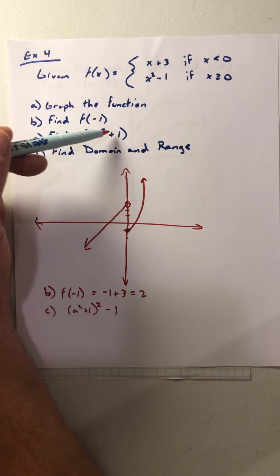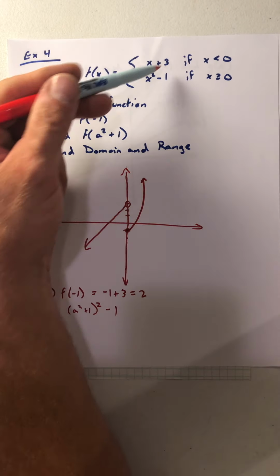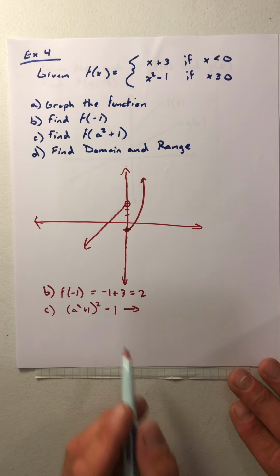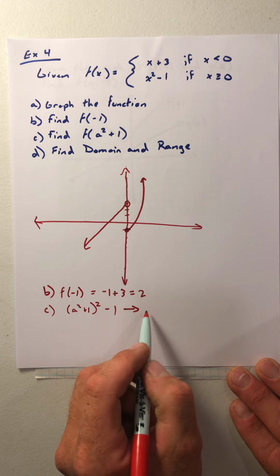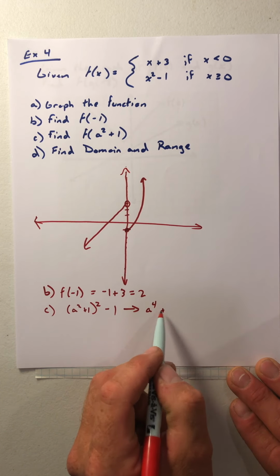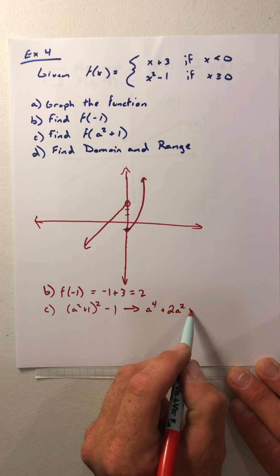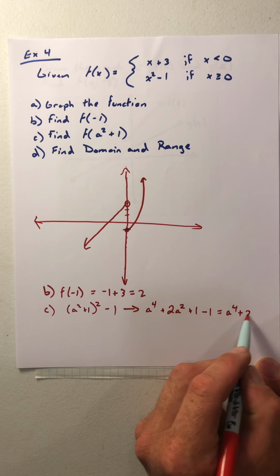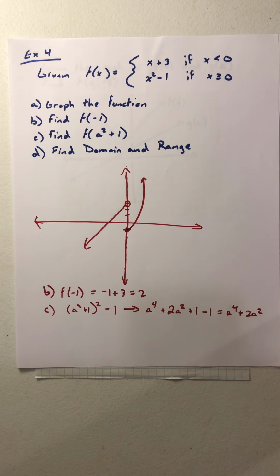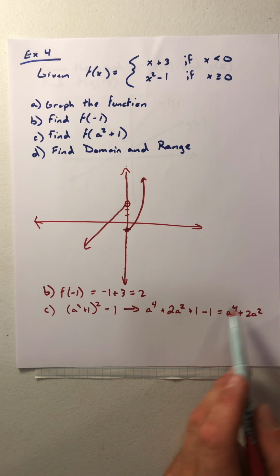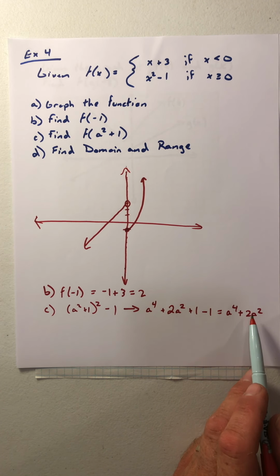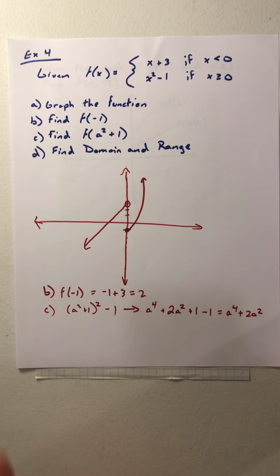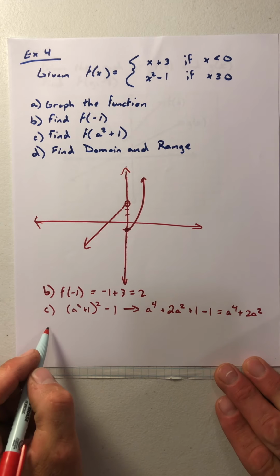We found f of a squared plus 1. We plugged it in, our answer. If, however, you want to multiply that out, be my guest. A squared plus 1 squared, we get a to the 4th plus 2a squared plus 1 minus 1, so we get a to the 4th plus 2a squared. If it's multiple choice, you would probably have to get to this final answer here that I gave you. Extended response, by all means, we leave it.